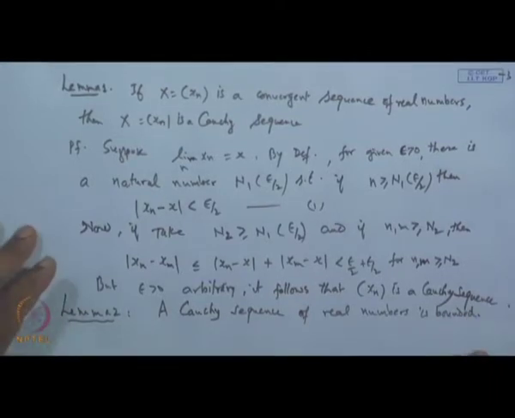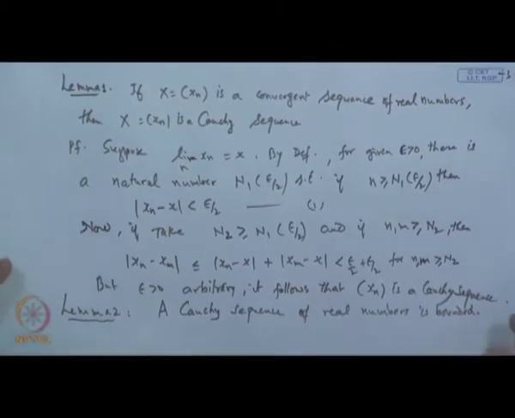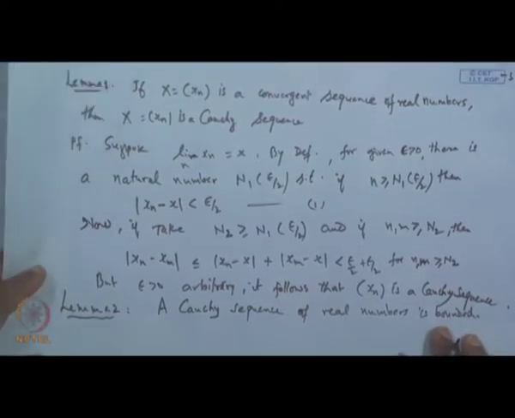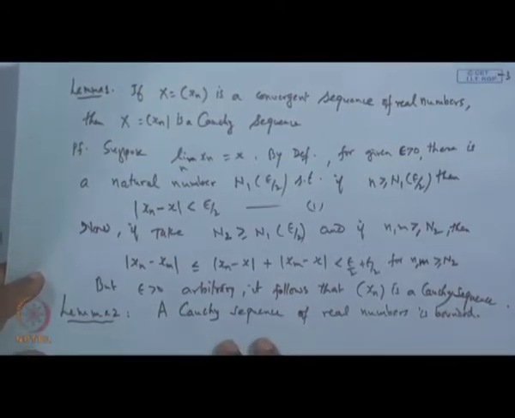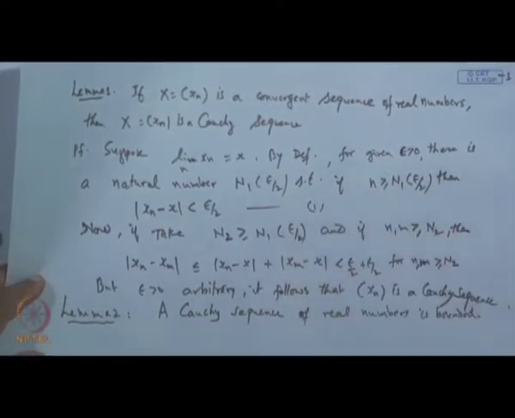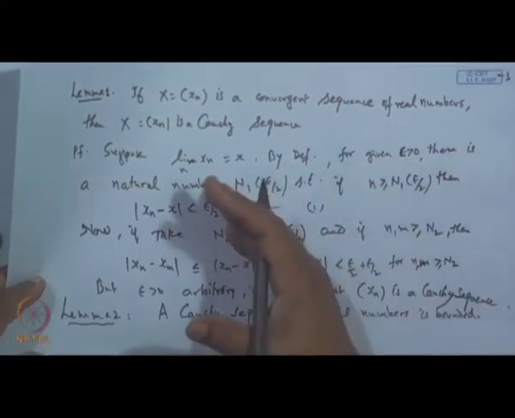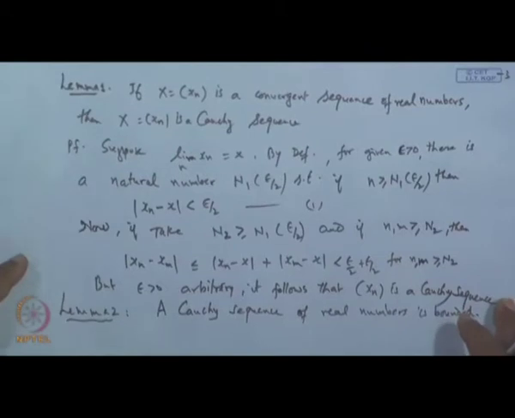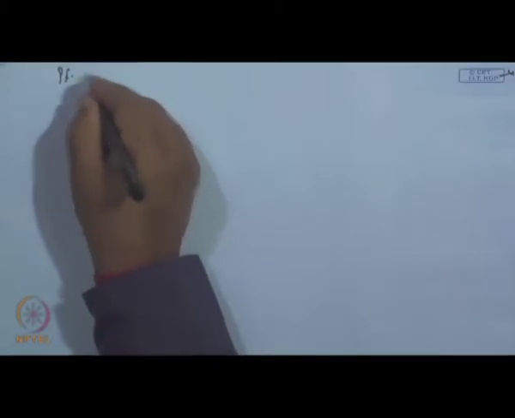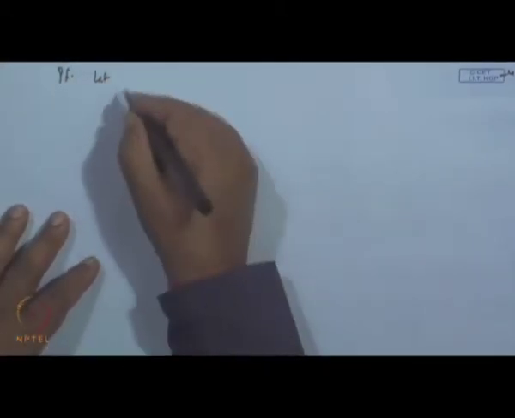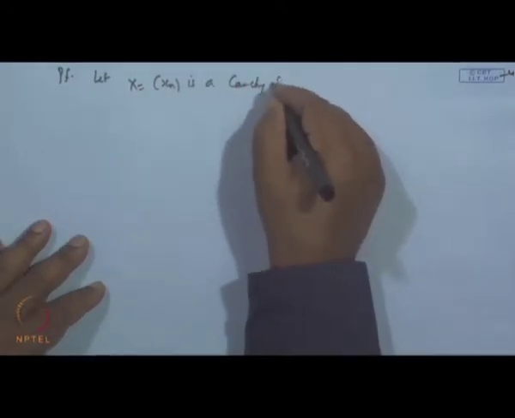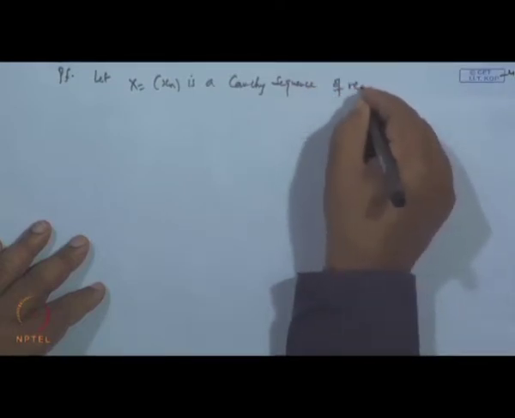The proof is based on similar lines as we have done in the case of convergent sequences. We take the sequence x n, which is a Cauchy sequence. Since the Cauchy criterion is satisfied, applying it, the sequence x n is dominated by a certain number after a certain stage, and for the remaining finite terms we take the maximum value. So, let us see the proof. Let our sequence x, which is x n, be a Cauchy sequence of real numbers.